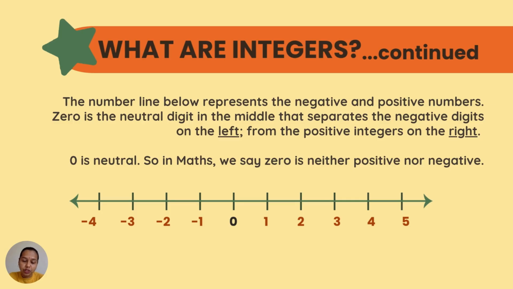What are integers? We're going to continue here. The number line below represents both your positive and your negative numbers, and it shows 0 at the center. So that's your neutral number. It separates both your negatives from your positives. So the negatives are always on the left-hand side, and your positive numbers are always on the right-hand side. So 0 is a neutral number, and we always say that it is neither positive nor negative.